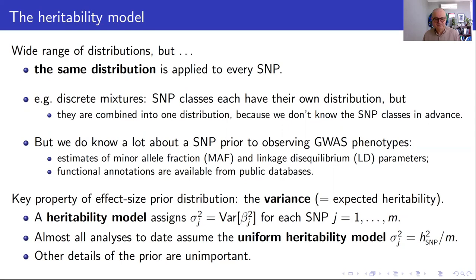So I've already hinted at this focus on the variance of the prior as being a key parameter. In fact, if you look at the comment on the bottom, we'd say that nothing else matters. In our analysis, we don't really pay attention to much else other than the variance, which is the expected heritability of each SNP. And we've introduced the term heritability model for something that assigns variances to the prior for every SNP.